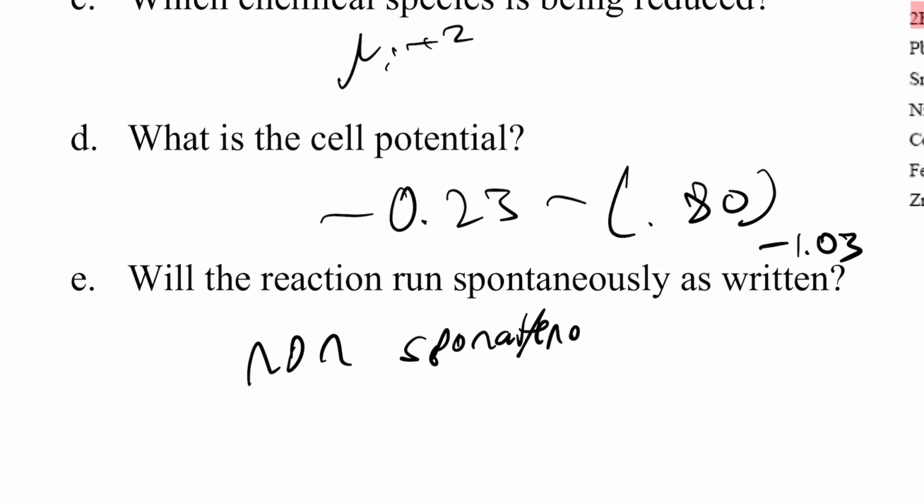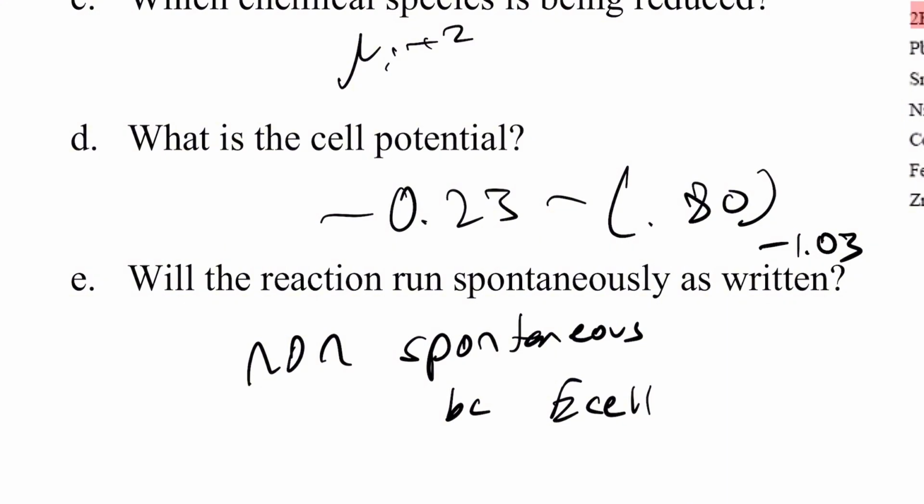I'm just going to write the reason. Non-spontaneous. How do I spell spontaneous? It's right there. What am I doing? Non-spontaneous, because E cell is less than 0.